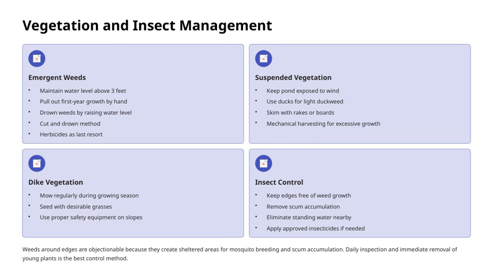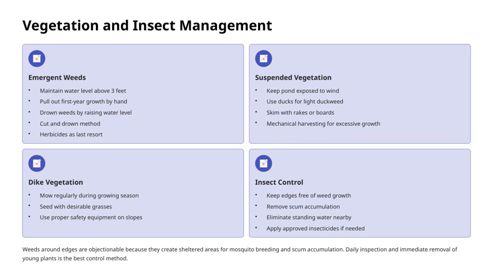Herbicides should be used only as a last resort, to avoid harming desirable plants and the ecosystem. Moving on to suspended vegetation, keeping the pond exposed to the wind helps prevent the buildup of light duckweed and other floating plants. Introducing ducks can be an eco-friendly way to control light duckweed naturally. Regularly skimming the surface with rakes or boards also helps keep it in check. When growth becomes excessive, mechanical harvesting can be an efficient way to remove it and maintain a healthy pond environment.